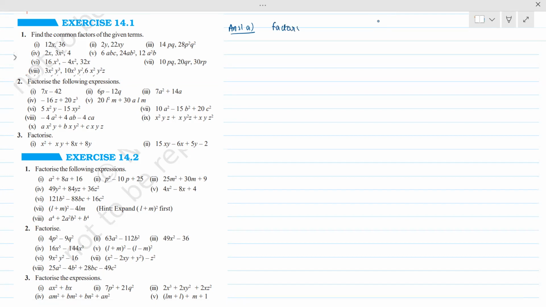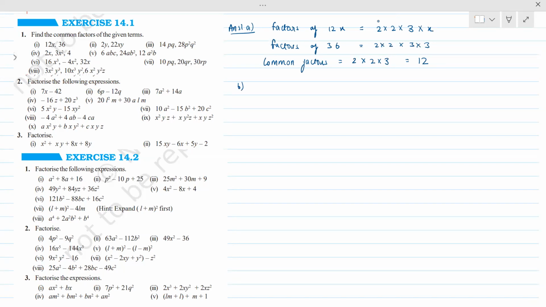How we can solve: the factors of 12x will be, just like we do in the prime factorization, 2 into 2 into 3 into x. Now the factors of 36x: 2 into 2 into 3 into 3 into x. So now the common factors we can find out. Common factors here are coming out to be 2 into 2 into 3, and we multiply it, it will be 12. So 12x is the common factor.